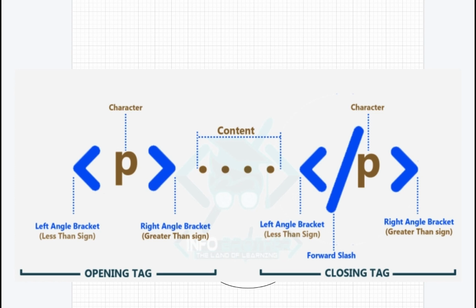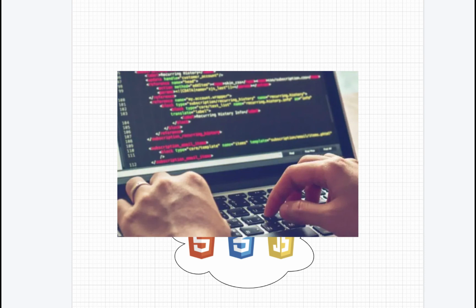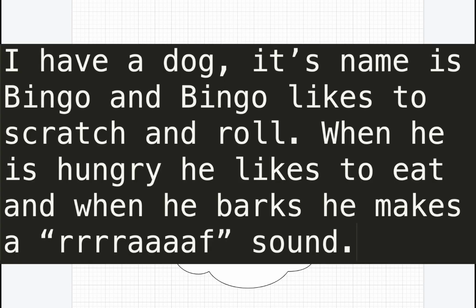And to make sure we really understand this, let's do a few random examples so you get the hang of it. Let's say I have a dog and its name is Bingo.